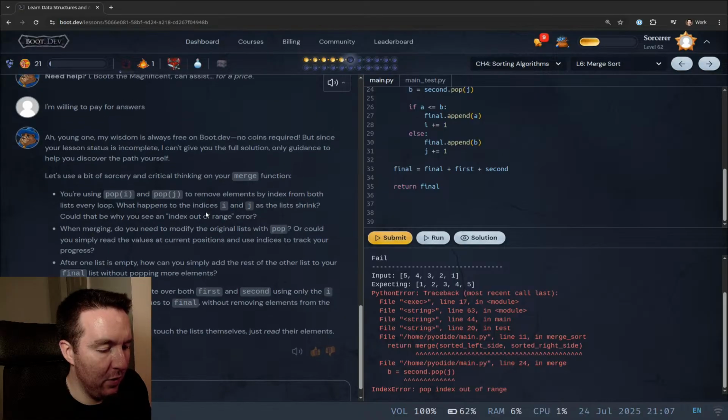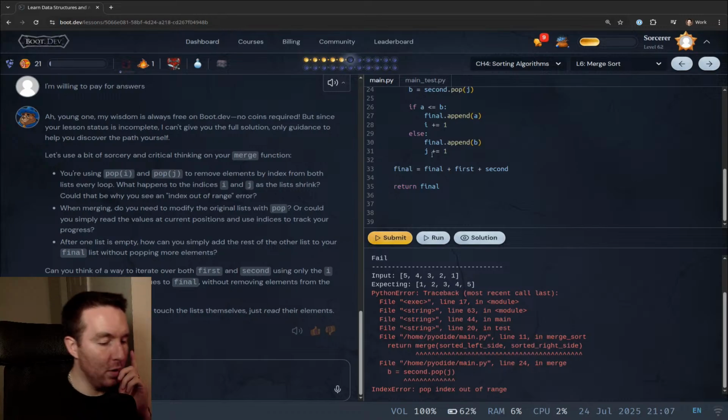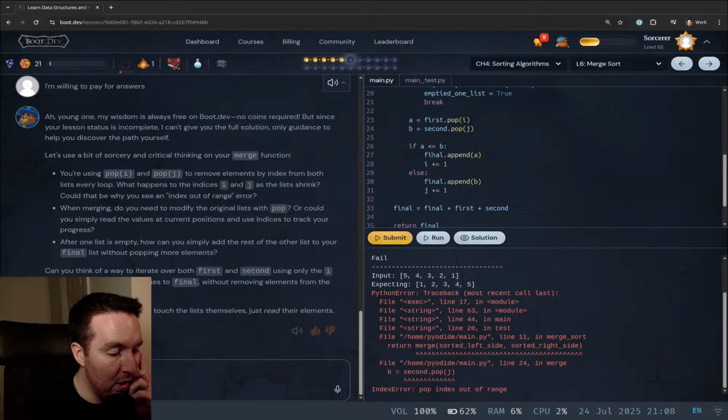Okay, let's use a bit of sorcery and critical thinking in your merge function. Using pop i and pop j to remove elements by index from both lists every loop. What happens to the indices i and j as the lists shrink? Could be why you see an index out of range. Yeah, it could be.